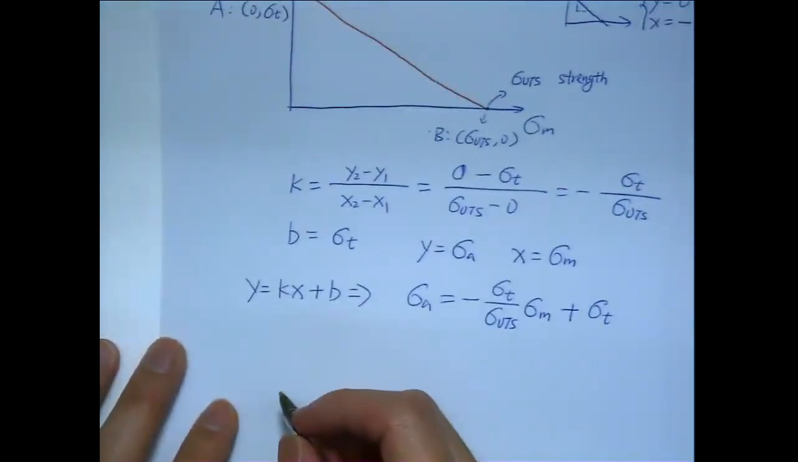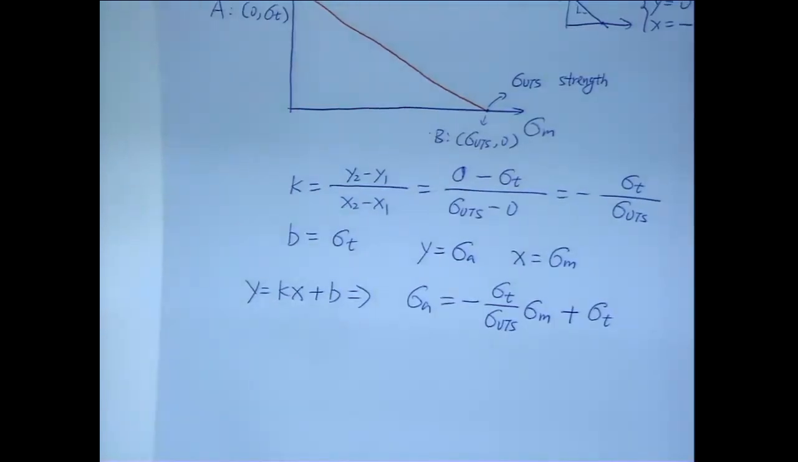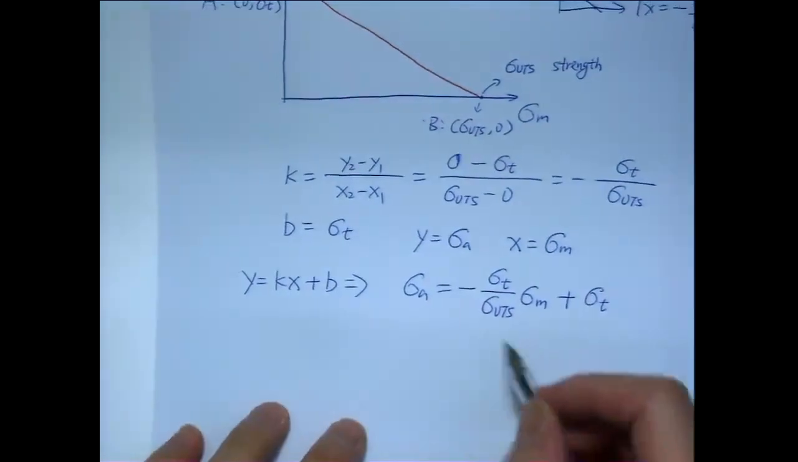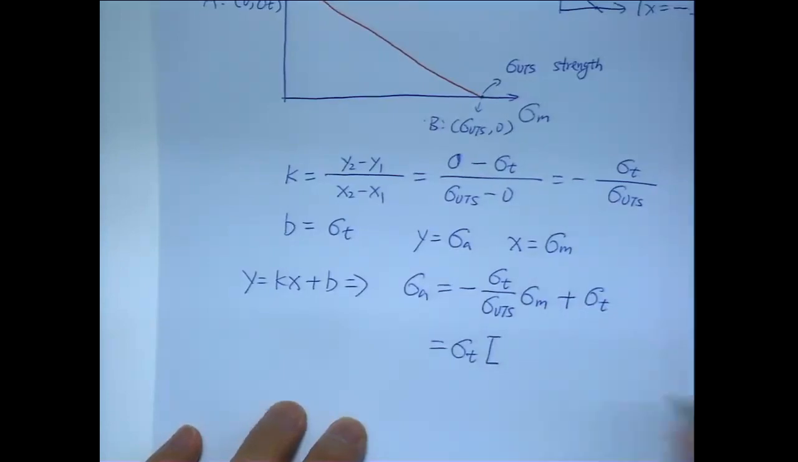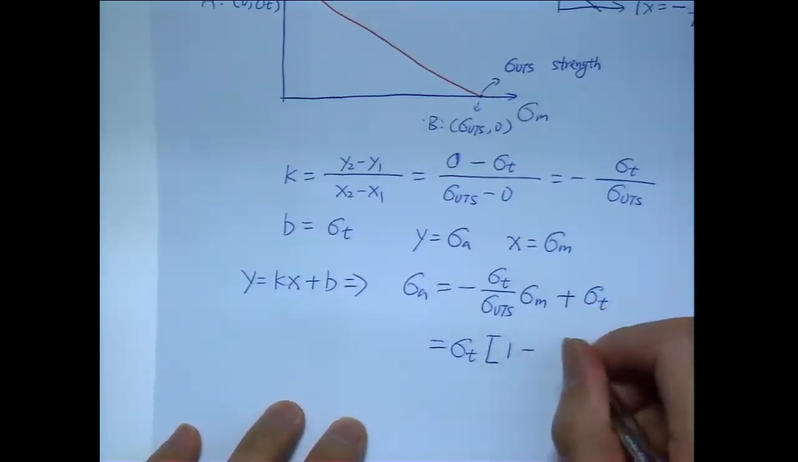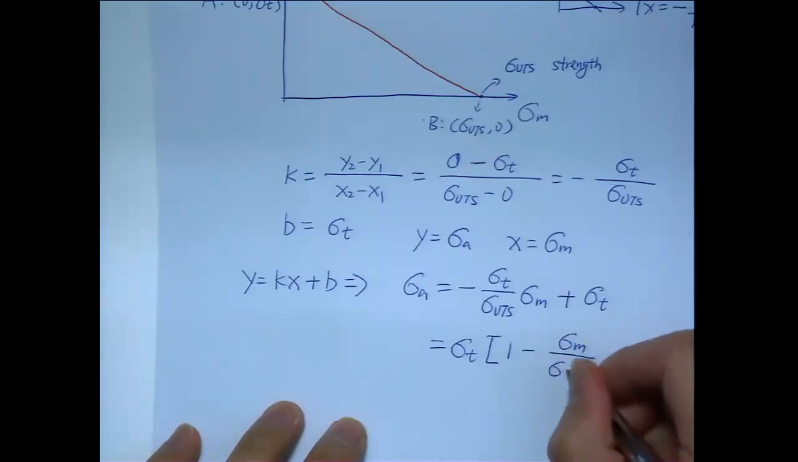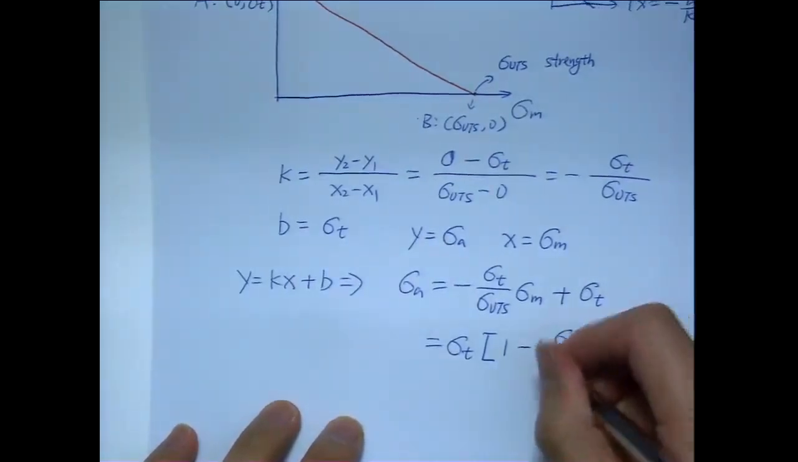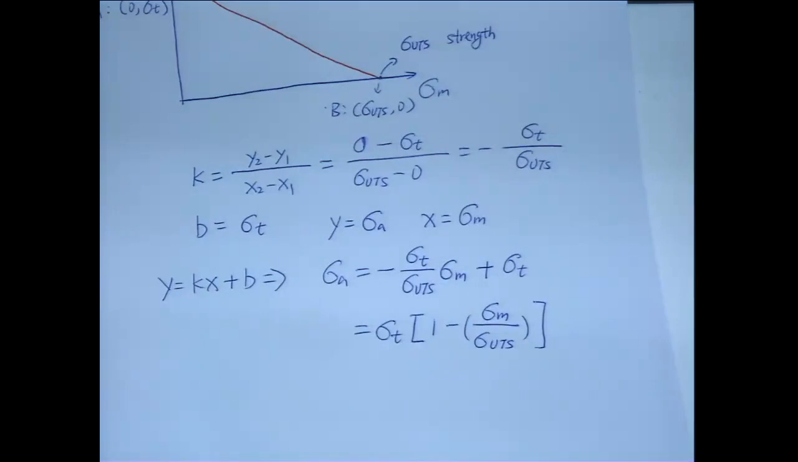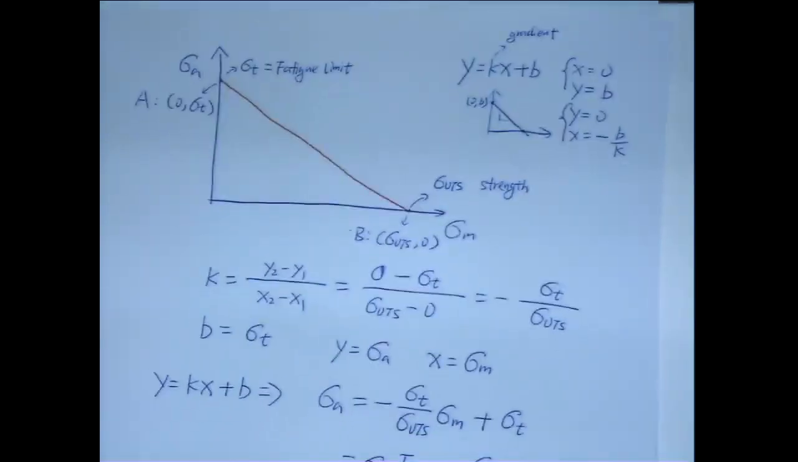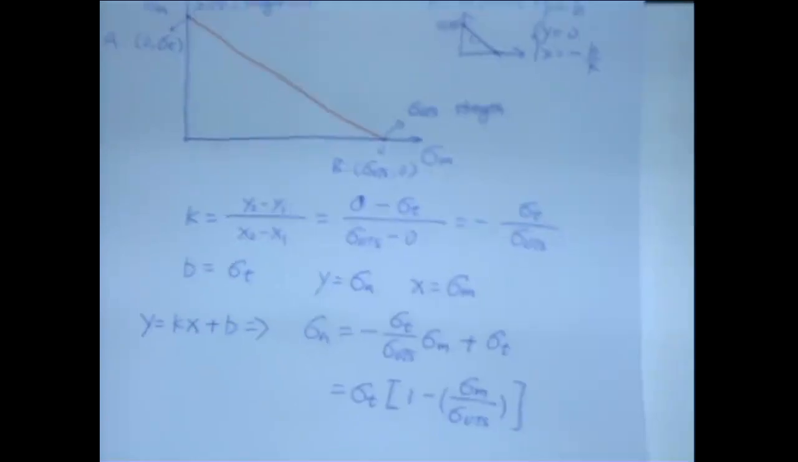Now, let's just rearrange the equation. So finally, what we want to get is sigma a. We just simplify this equation by taking out all the sigma t. And now you can see it's 1 minus sigma mean over sigma UTS. Let's just put a bracket here. So now you can see that's exactly the equation here. So you just derive from that line equation to get this answer. That's the Goodman relation. Okay? So not that hard. It's actually just some mathematic problem.